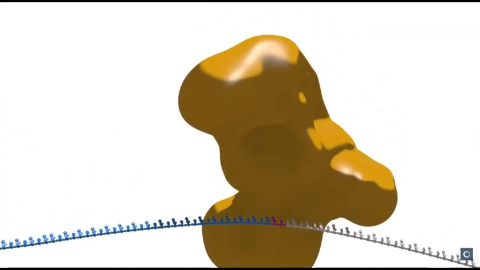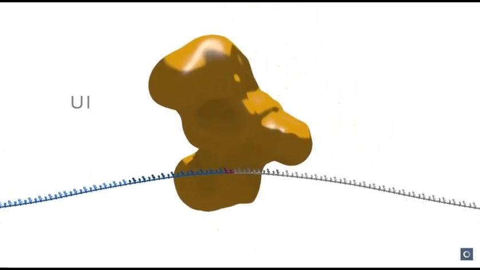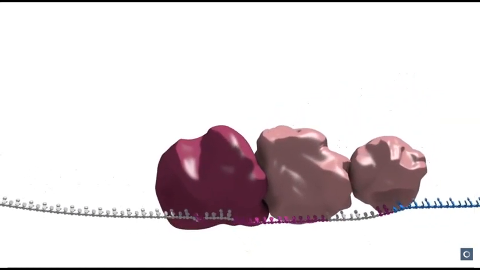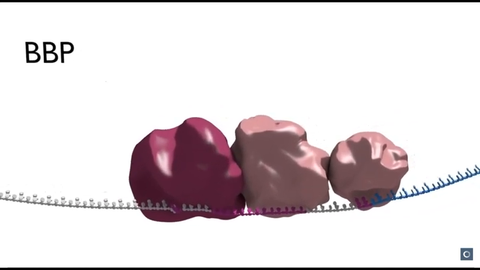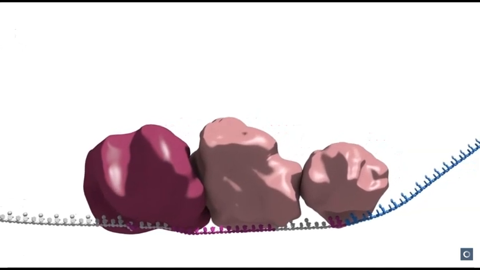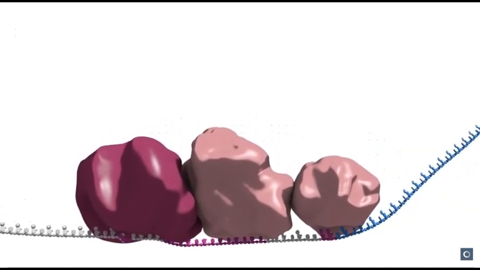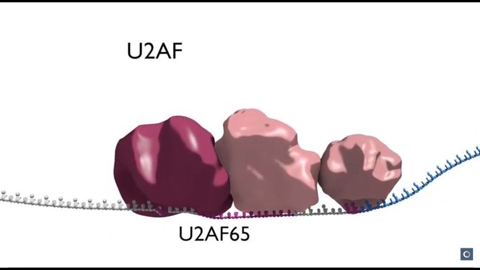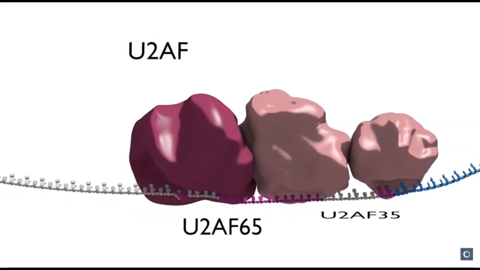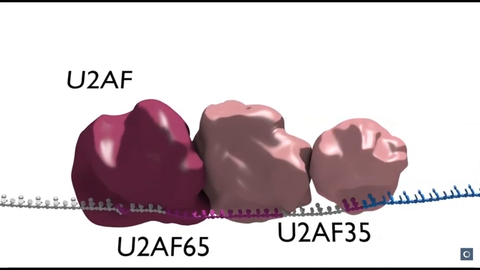The first step in the splicing reaction is the recognition of the 5' splice site by the U1 snRNP. Other splice site consensus sequences are recognized by non-snRNP factors. The branch point sequence is recognized by the branch point binding protein, BBP, and the polypyrimidine tract and 3' splice site are bound by two specific protein components of a splicing complex referred to as U2 auxiliary factors, or U2AFs. U2AF65 binds to the polypyrimidine tract, and U2AF35 binds to the 3' splice site.